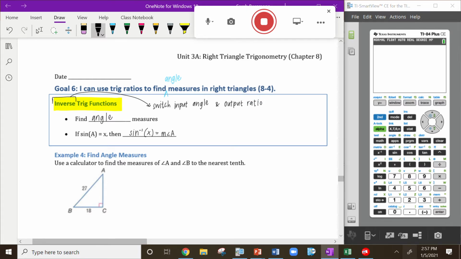So when we switch the input and the output, if the sine of A equals x, remember yesterday we talked about angle A representing an acute angle, and x would be the ratio that comes out of the sine or cosine or tangent function. We are going to switch the angle with the ratio. So when we find an inverse, we switch the measure of the angle with the ratio. Now the input is the ratio, and what comes out of the function is the measure of the angle.